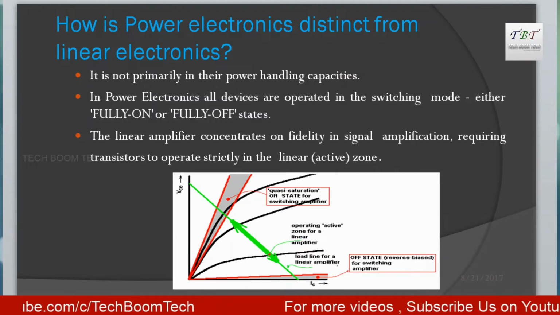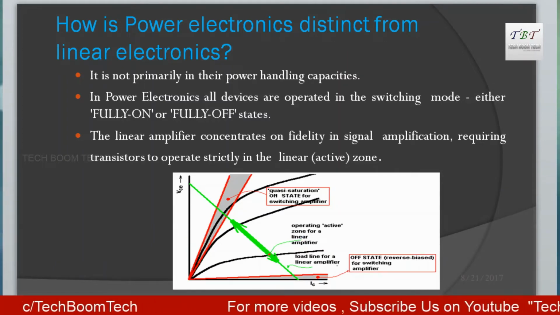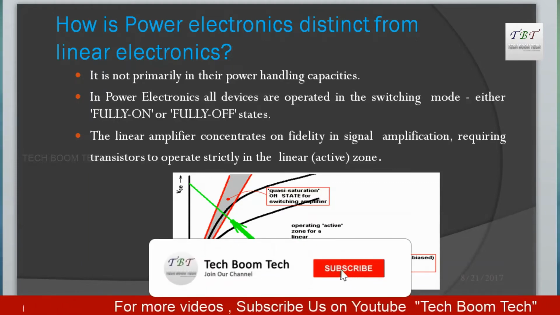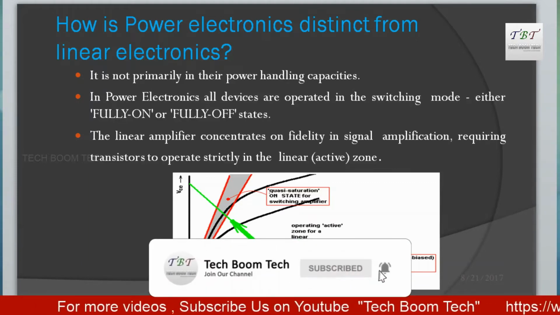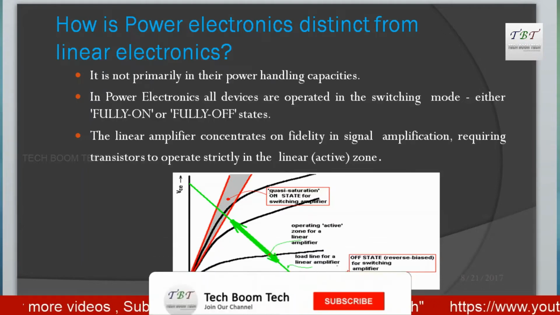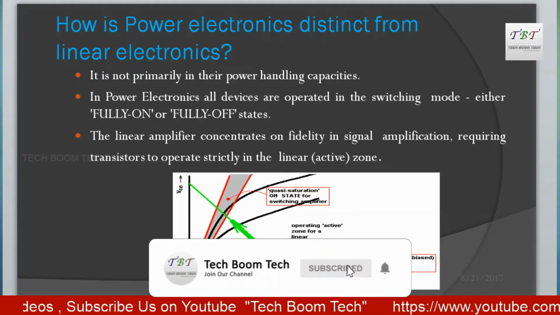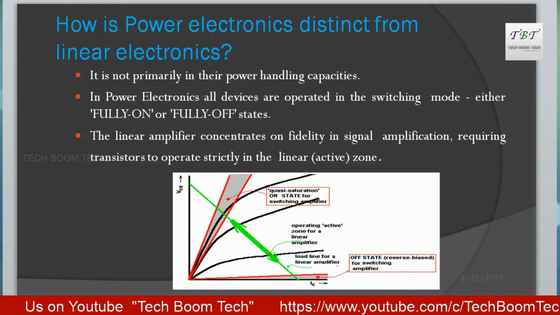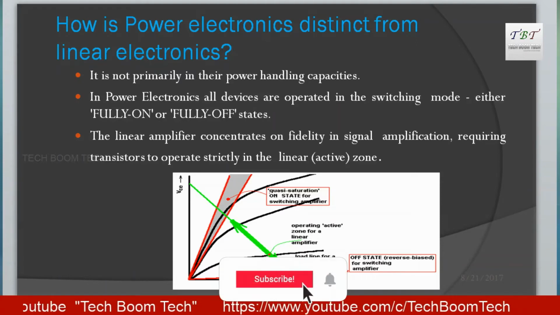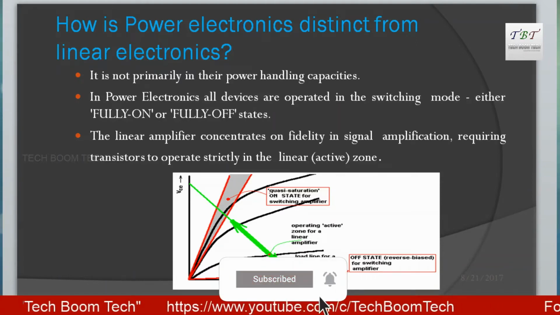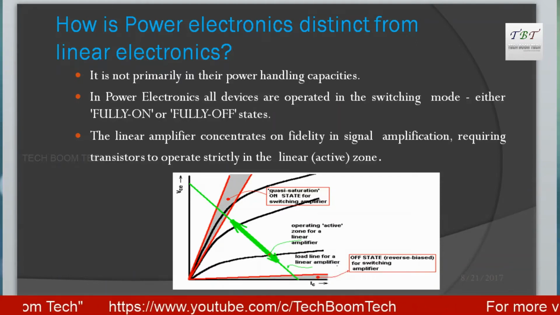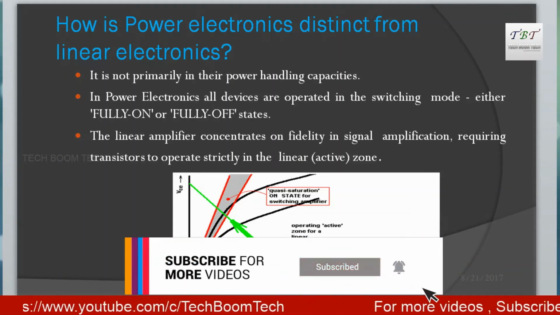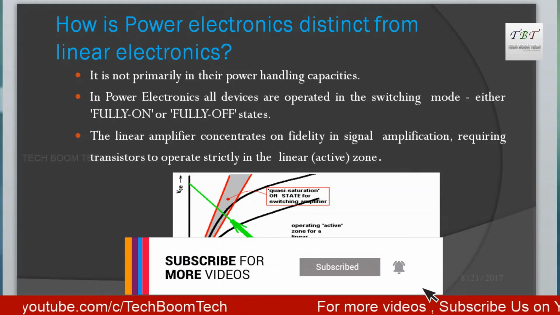Now the question is, how power electronics is distinct from linear electronics? You might have already learned other electronic papers and you may be thinking, why to learn power electronics separately? What is the difference actually? First, you should note that it is not primarily in their power handling capacities. In power electronics, all devices are operating in the switching mode, either fully on or fully off states.